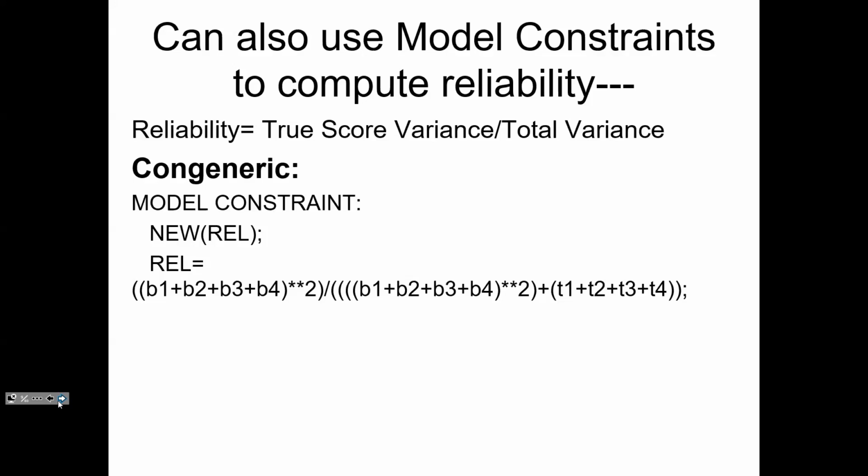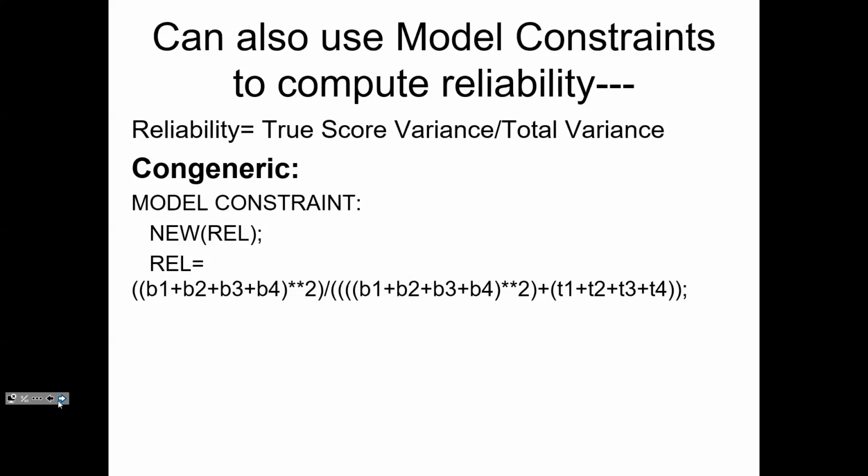It's just a function of the sum of the squared factor loadings. That is the true score variance. And the sum of the squared factor loadings plus the sum of the error variances, that is the total variance. Like if you think about it, the total variance is the explained variance plus the unexplained variance. The explained variance is really just the factor loadings, right? The sum of the factor loadings is the explained variance, and the sum of the error variance is the unexplained variance.